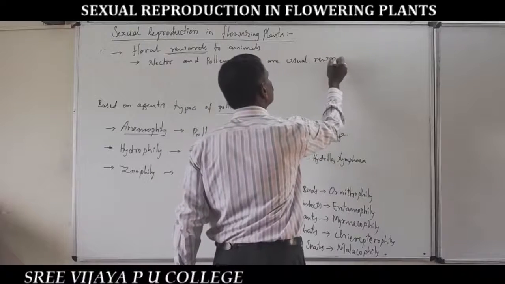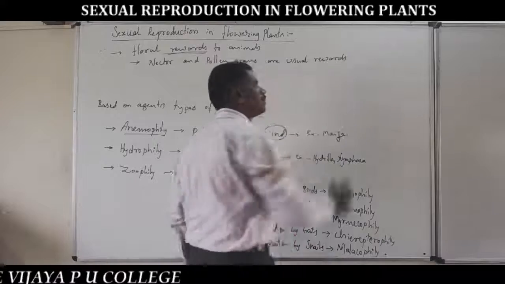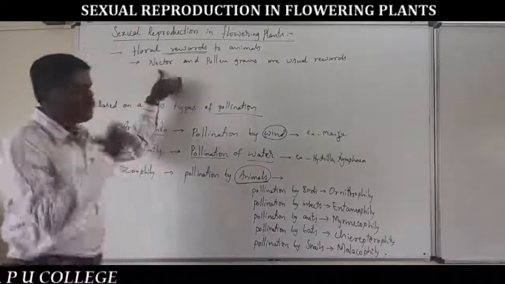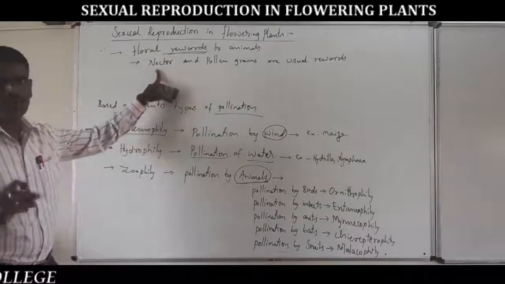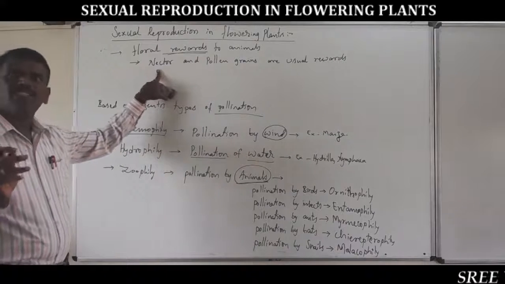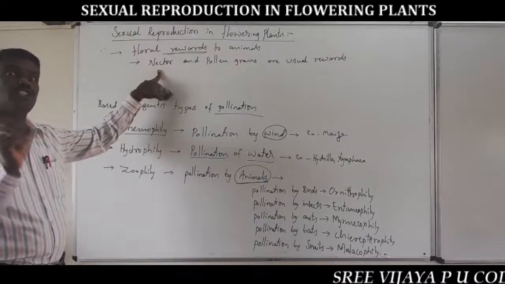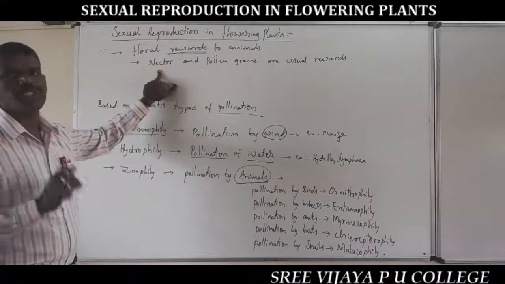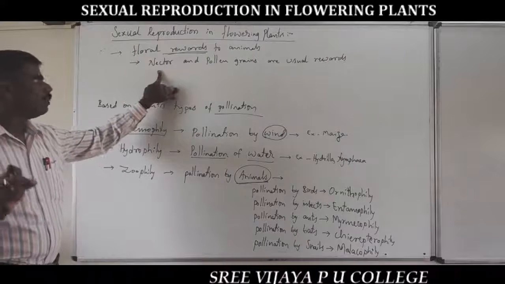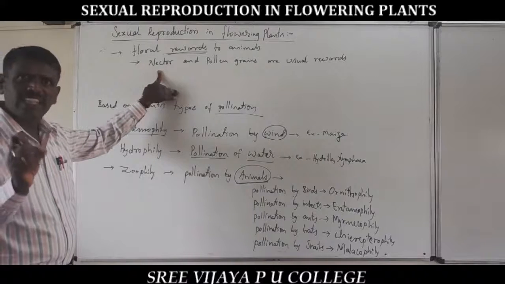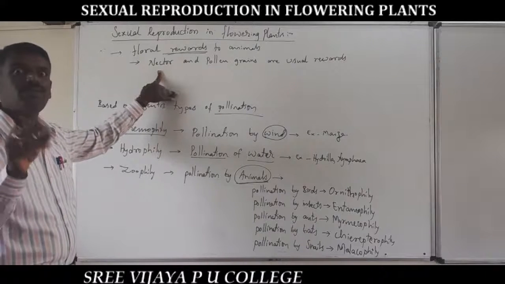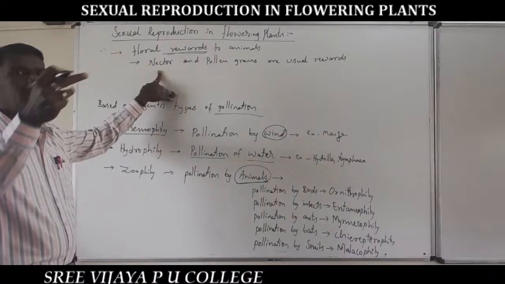Usual rewards. So now the important reward, that is nectar. The nectar is a sweet fluid, which is used as a food source. The honeybee will suck the nectar, and it is stored in the form of honey in the beehive.